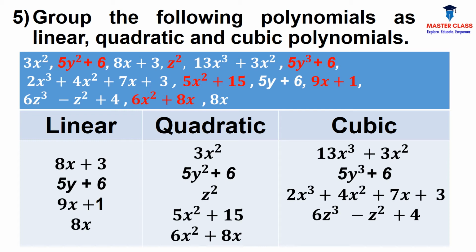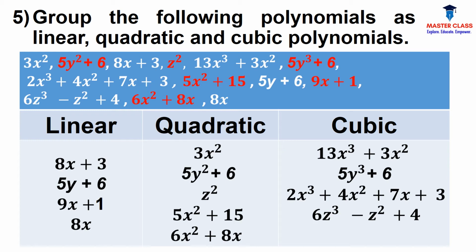The polynomial 13x cubed plus 3x squared has a highest degree of 3 and hence it is a cubic polynomial. The polynomial 5y cubed plus 6 also has a degree of 3 and hence it is a cubic polynomial. The polynomial 2x cubed plus 4x squared plus 7x plus 3 has the highest degree of 3. This too is a cubic polynomial.